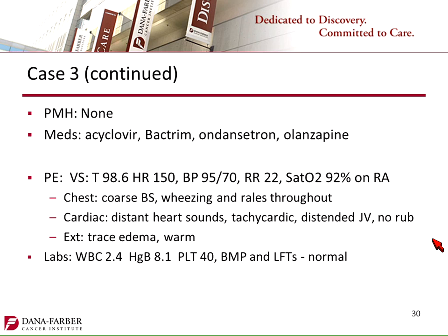She's on her pretransplant medicines, her ID prophylaxis, her antiemetics. Her heart rate is 150, but regular. Her blood pressure is 95 over 70, which is soft for her. She's normally 110 to over 90. Her respiratory rate is 22, and she's 92% on room air. She has coarse breath sounds throughout, distant heart sounds. Her JV pressure is elevated, and she has trace edema.